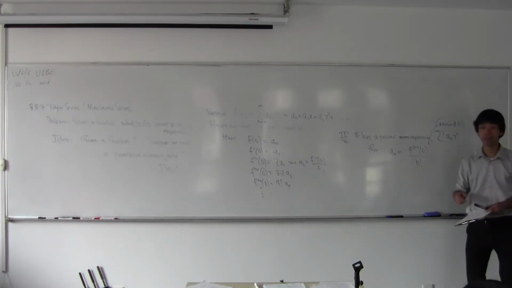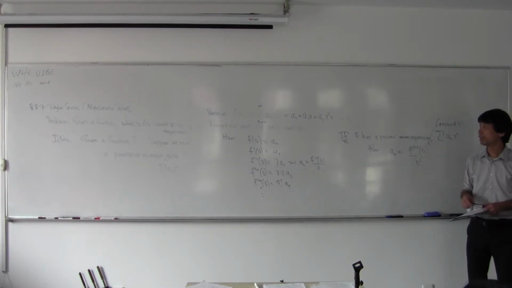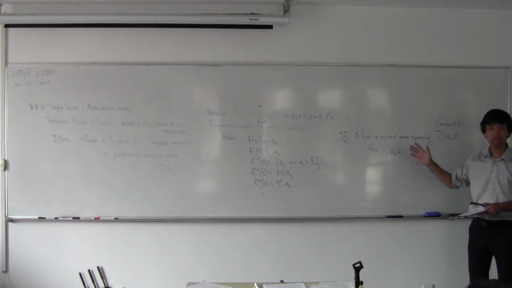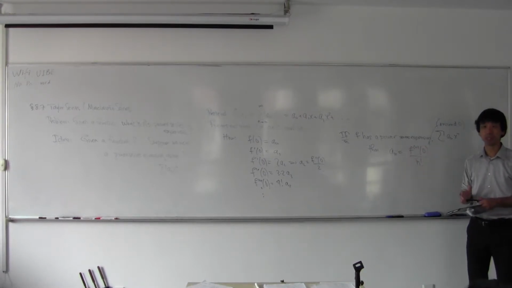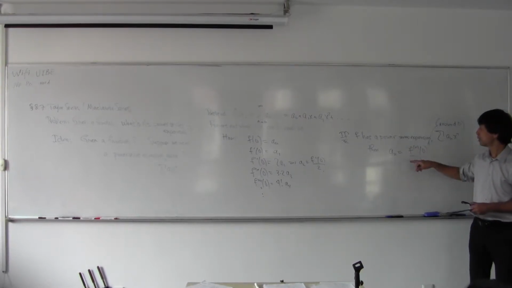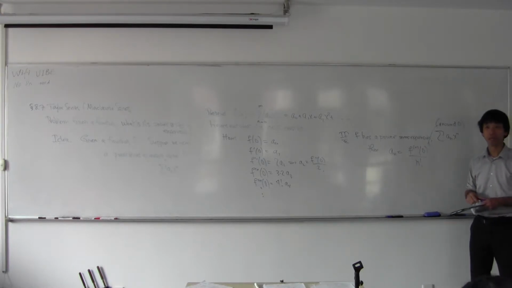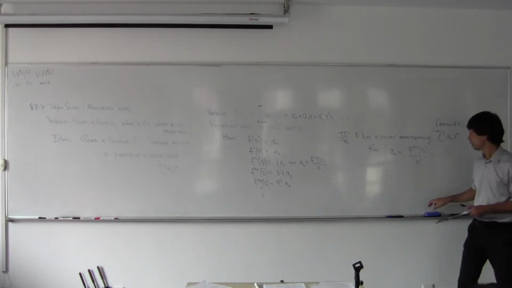Okay, so just by this game of pretend, right? You say, let's pretend that f has a power series expansion and figure out what would happen if it did have a power series expansion. In that case, the coefficients are going to be the nth derivative of f evaluated at 0 over n factorial. Okay.